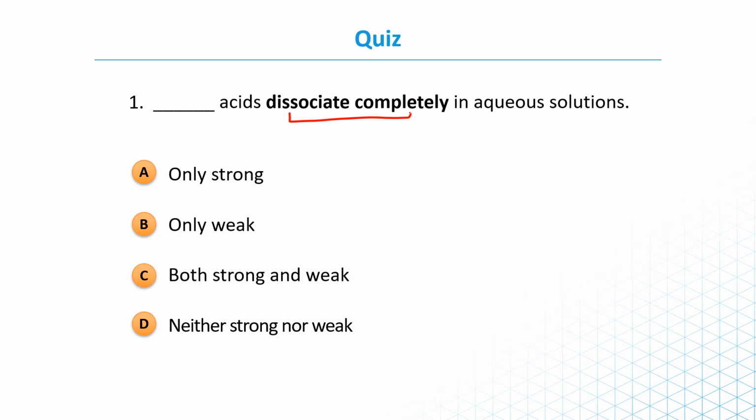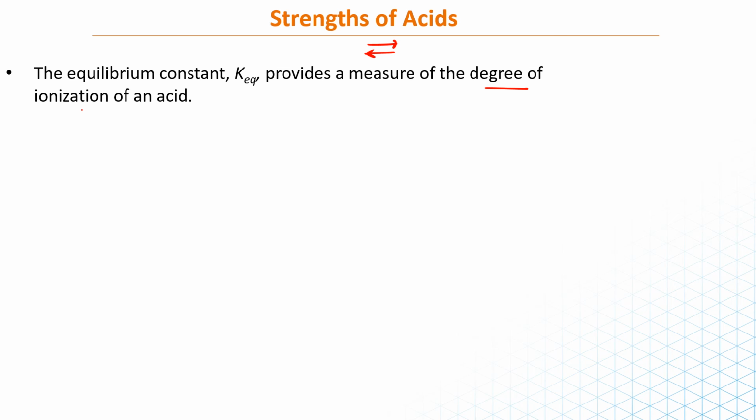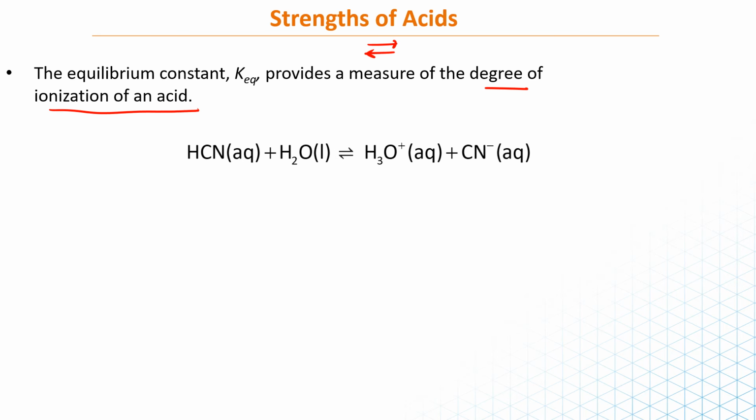So which acids dissociate completely in aqueous solution? Of course, only strong acids, right? Now we go and talk about the equilibrium constant, because we are talking about equilibrium, right? We saw the double arrow, and that helps us define the degree of ionization of an acid. يعني يساعدنا على معرفة مدى أو درجة تأين الأسيد. Okay? So have a look at this example, guys. HCN plus H2O gives me H3O plus CN minus.